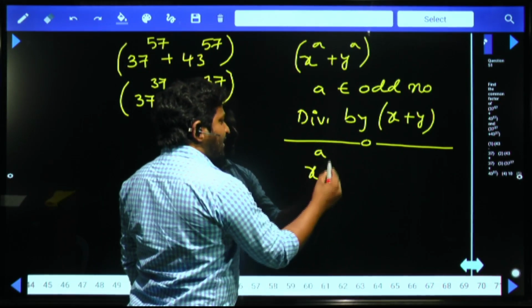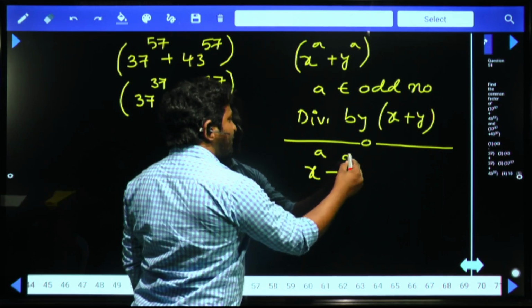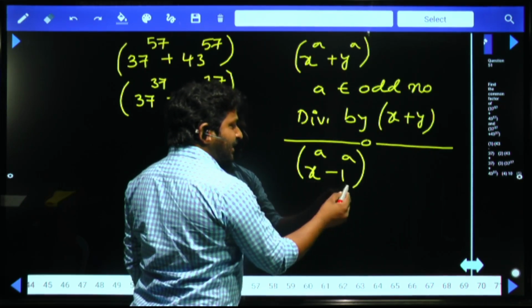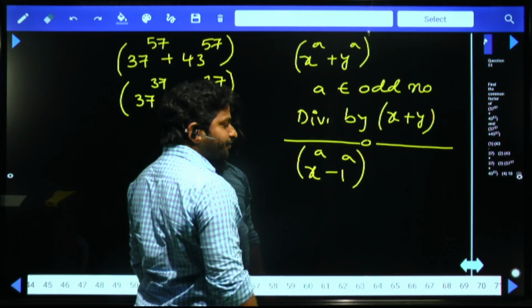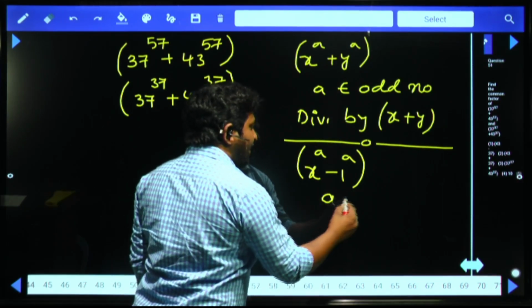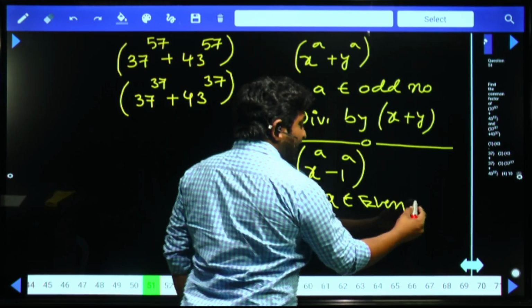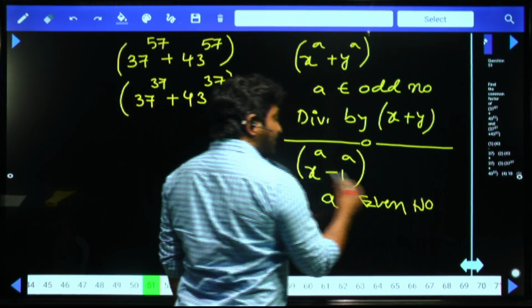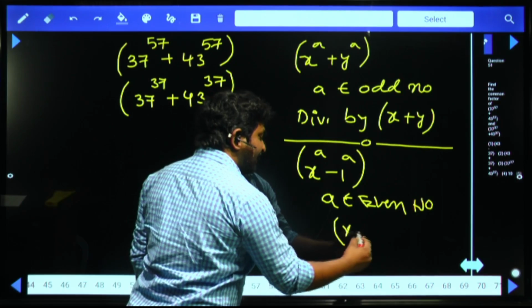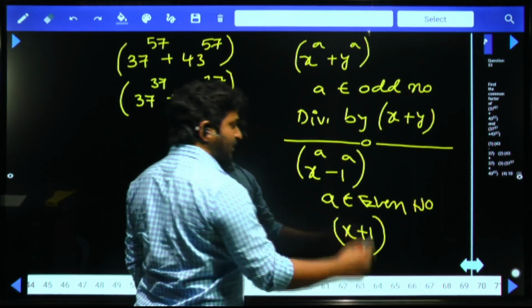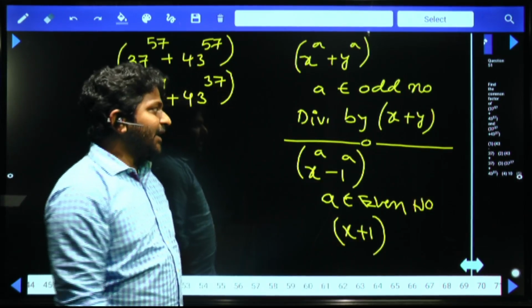x power a minus 1 power a. Do remember it is 1 here, but in the earlier case it was y. If a is an even number, then the entire number is divisible by x plus 1.